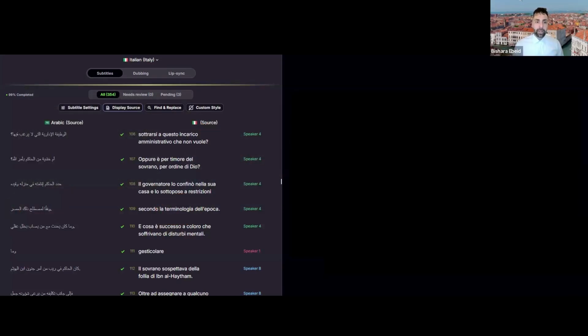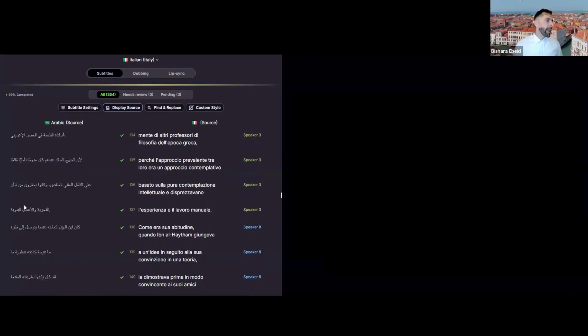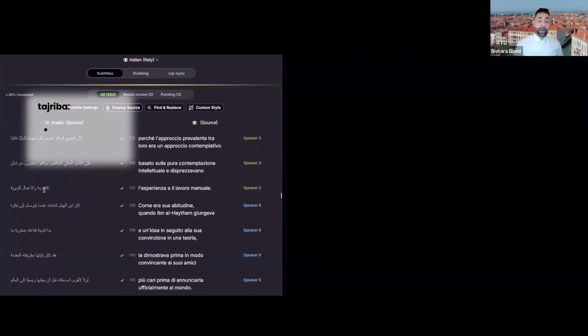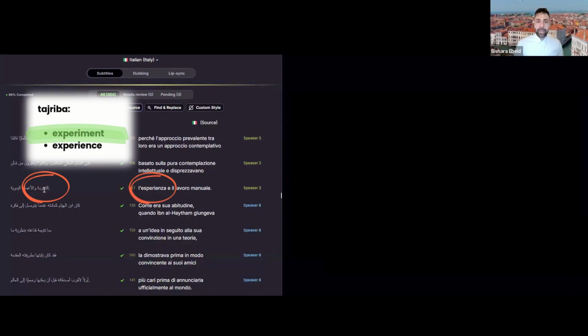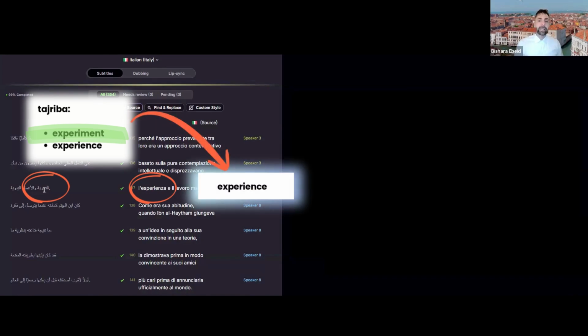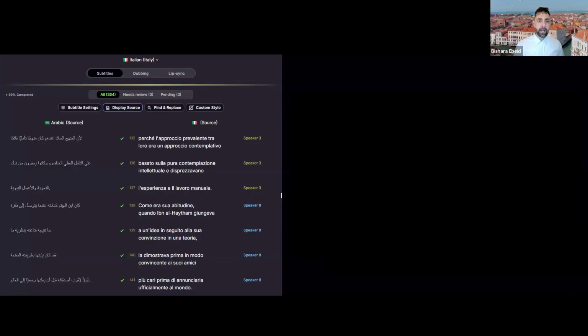Another example, 137. Here we have the word tajriba, which in Arabic means experience and can also mean experiment. It was translated as experience, but in our case, it's not an experience, it's an experiment. So for this reason, also the sense of this sentence was rendered wrong in the Italian translation. One more example, one final example.